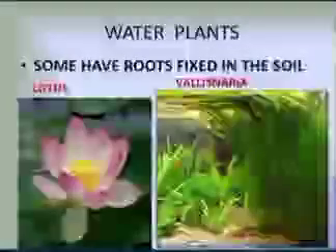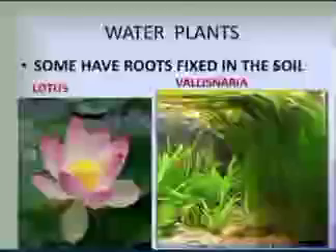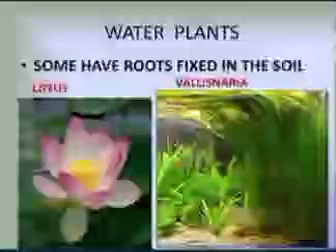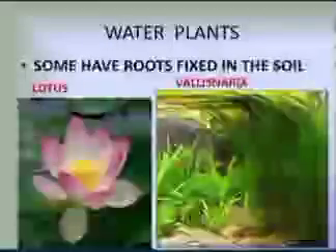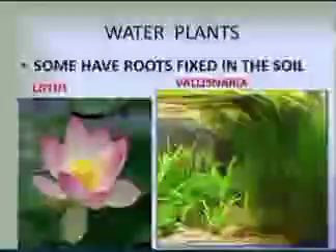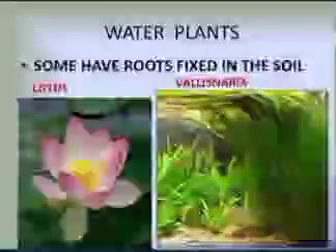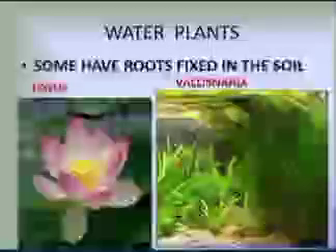Rooted floating plants are like lotus and Vallisneria. In this case, the leaves and flowers float on the water surface. Stem and roots are under the water. They have long hollow stems which help them to come up and float on the water surface. They have roots fixed in the soil.